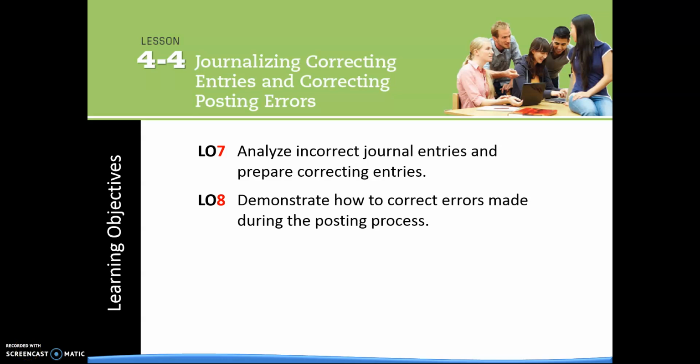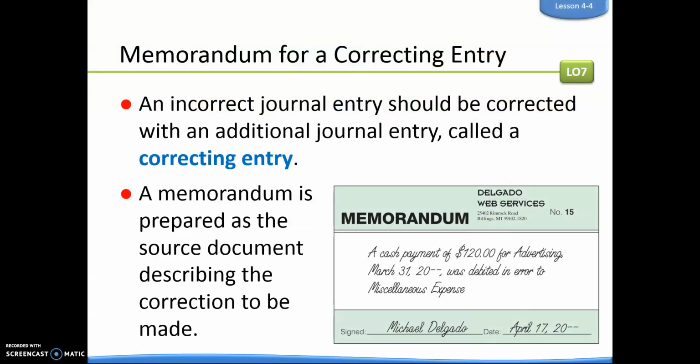All right, welcome to our last section today in Chapter 4, which is on journalizing correcting entries and then correcting any posting errors that may have occurred. This is kind of just a wrap up of our Chapter 4, recognizing that sometimes we do make mistakes and we could have an incorrect journal entry, and how to prepare what we call a correcting entry, and then also how to correct any errors that might be made during our posting process.